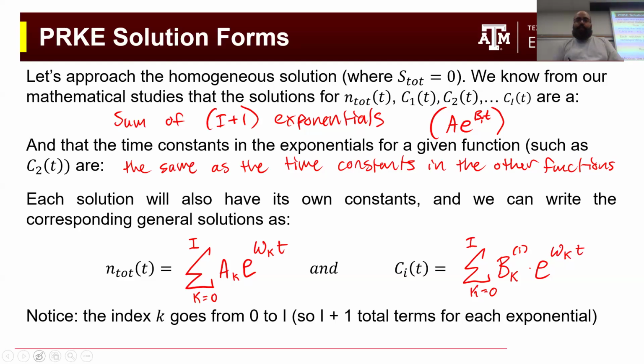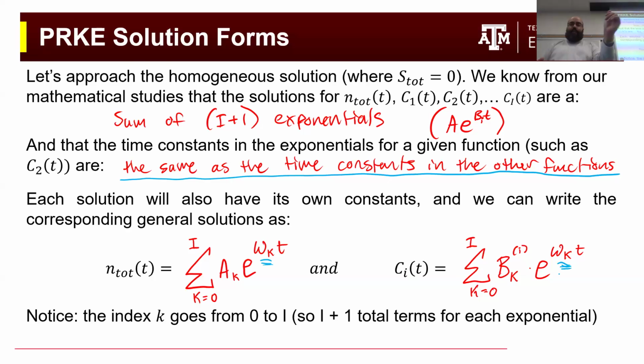So that's kind of what I was trying to say whenever I was saying that these exponentials are the same as the time constants that appear in the other functions. I'm saying these omega k's are the exact same as these omega k's. And this choice of indexing is how we go from 0 up to I, which gives us a total of I plus 1 total terms.